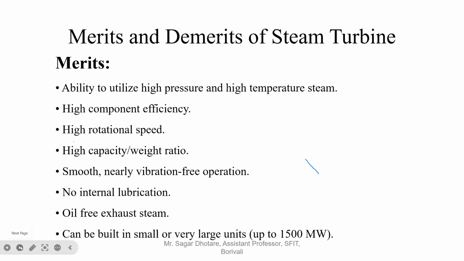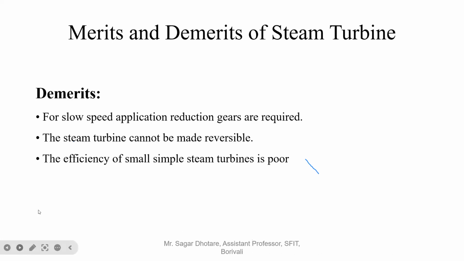So let's discuss the disadvantages. Disadvantages of the steam turbine: it cannot work in slow speed applications. As I said, it can rotate at 20,000 to 30,000 rpm, which is too much, and a generator cannot take that much speed and convert it into electrical energy. So we need to slow down the speed for power generation applications, and for that we are using a reduction gearbox.